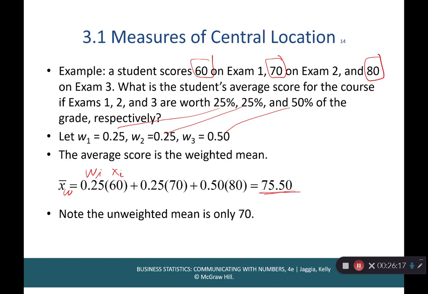75.5. Now, if you just add up 60 plus 70 plus 80, 150 plus 60, you get 210. If you divide 210 by 3, you get 70. So the unweighted mean is 70. So this person did better when it counted.